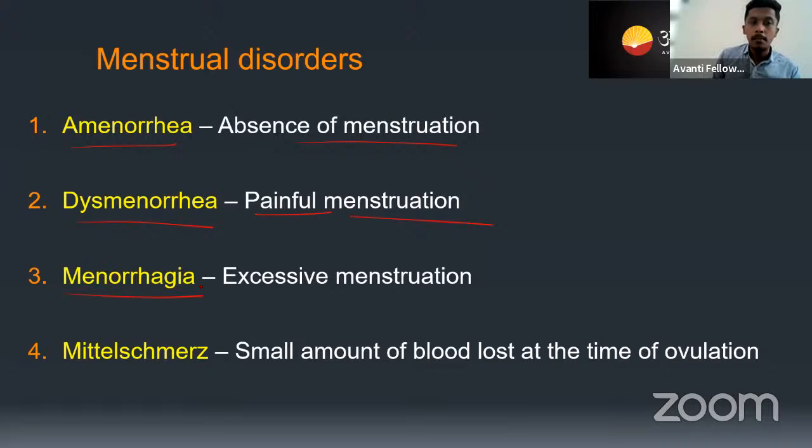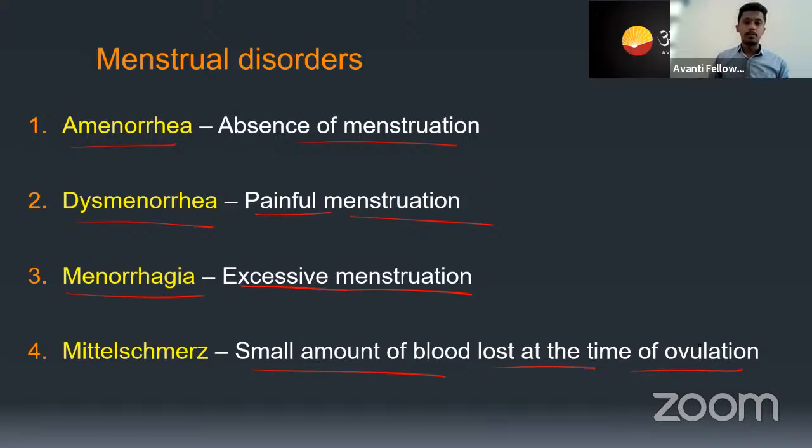We have menorrhagia. Menorrhagia is called excessive menstruation. Some people have multiple cycles of menstruation within the same month, or they have a very prolonged menstrual cycle, where for 10 days or 12 days they'll be bleeding. Okay. Then we have mittelschmerz. Small amount of blood is lost at the time of ovulation. This is called mittelschmerz.